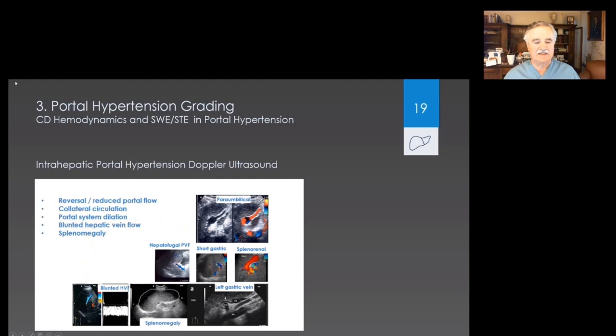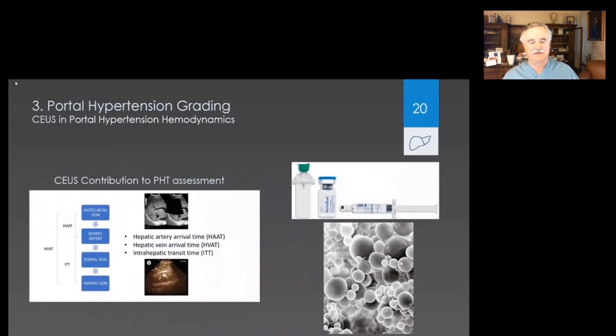The portal system dilation is very often seen. Studying with a color Doppler the portal vein, the hepatic vein, and finally splenomegaly is a morphological feature for grading portal hypertension.